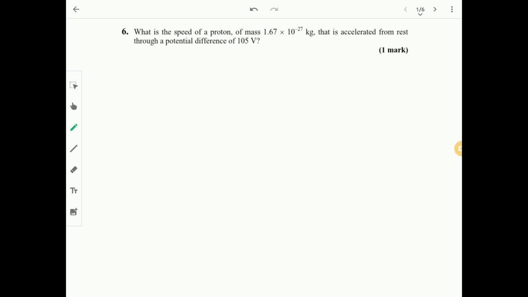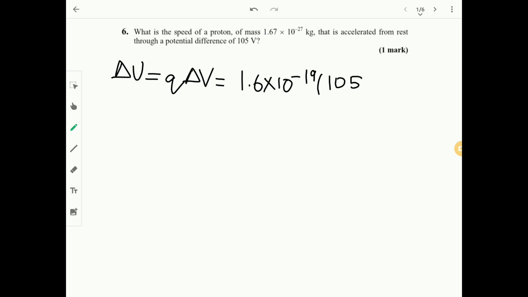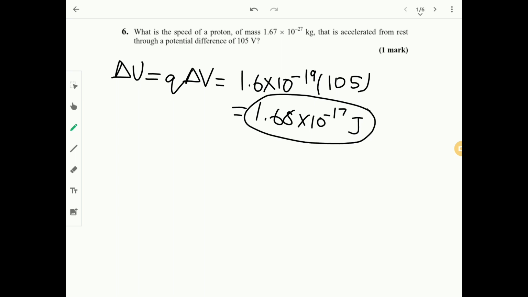Now we should remember conservation of mechanical energy, and we should know the formula for delta U, right? Equals Q delta V. Now you guys may be thinking, oh, what's Q? Well, for a proton, it's 1.6 times 10 to the power of minus 19. We have delta V 105, which leads to 1.68 times 10 to the power of minus 17 joules. And this could be the loss or the gain of potential energy. But we're looking for the speed. So we should write delta U equals delta KE. So the kinetic energy loss or gain is equal to the potential energy loss or gain.